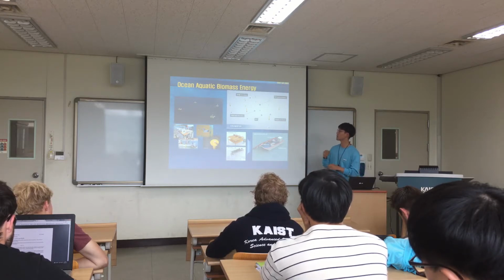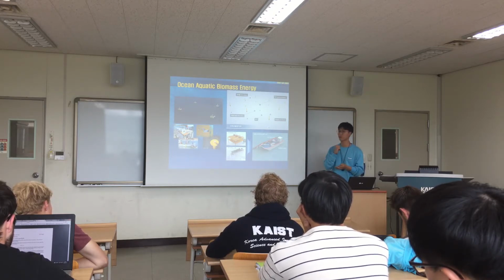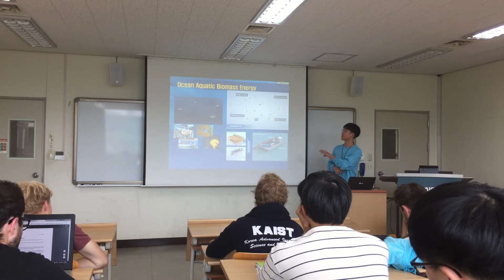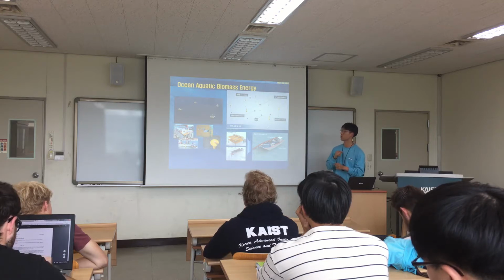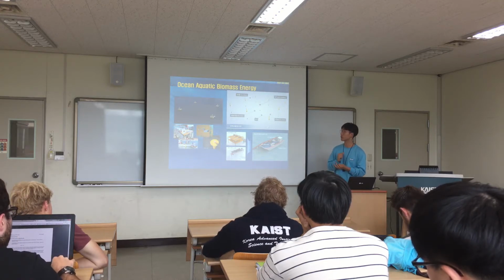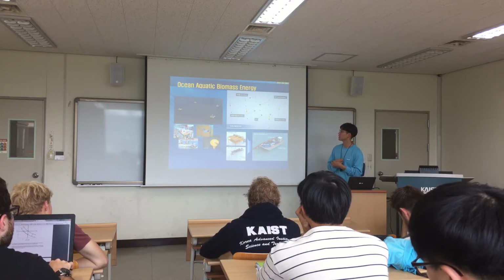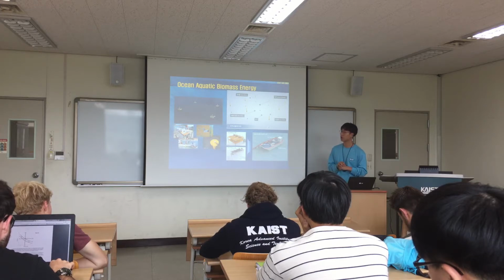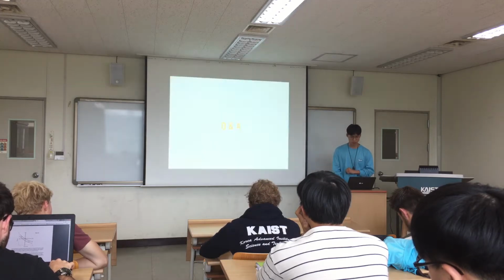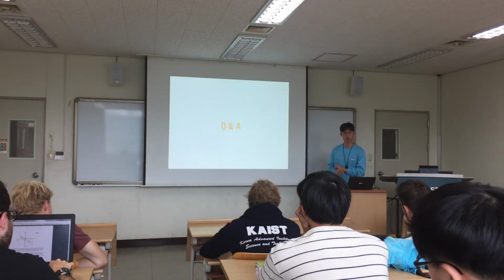Usually aquatic biomass is made up of marine plants, microalgae and seaweeds. This kind of aquatic biomass can be used even in food, biofuel or chemicals. And this picture shows how to gather aquatic biomass from the ocean. And yeah, this is all done. Thank you.